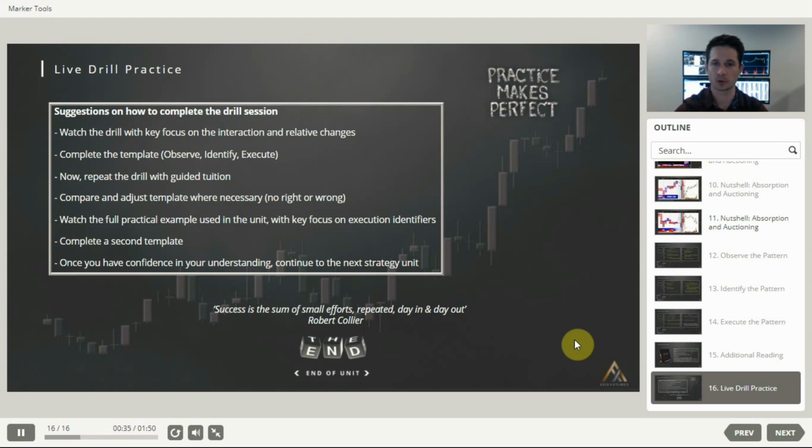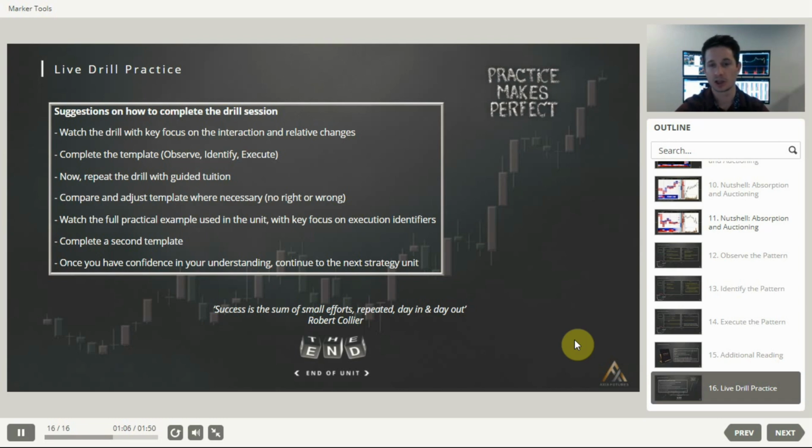Okay, that's so important. Before you go on to the narrated drill session, make sure you complete the template yourself. Okay, the reason is that you're going to learn a lot more through your mistakes, but more importantly, you're also going to remember those mistakes a lot better, rather than going straight to the guided tuition. Okay, once you've done that and you've completed the template, go and watch it with the guided tuition. Compare and adjust your template. Okay, so make the necessary changes. Remember, there is no right or wrong. Okay, add to your template where maybe you might not have thought of something.